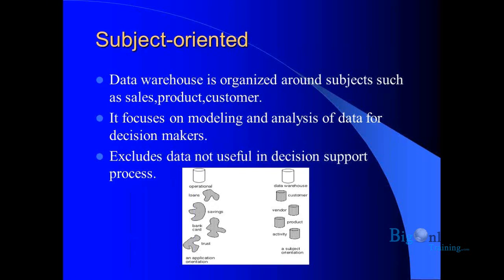Now, when you extract the same information and store it in your data warehouse, the way we store it is by customer, vendor, product, activity. Customer might be from a loans account or savings account or credit card or trust. Everywhere you have customers. We put all of that together under a single database, which we call a data mart. Customer data mart. All customer information will be at a single site, a single database, which we call a data mart.